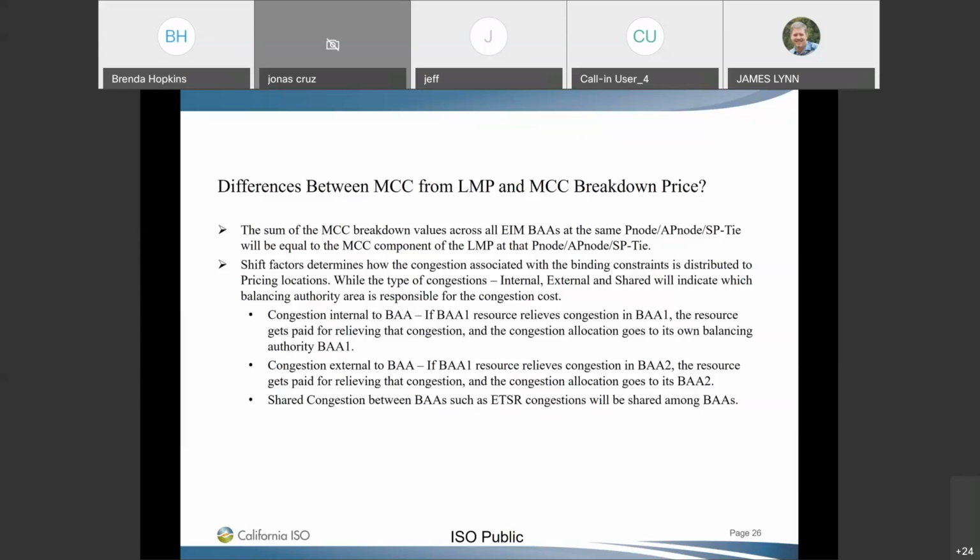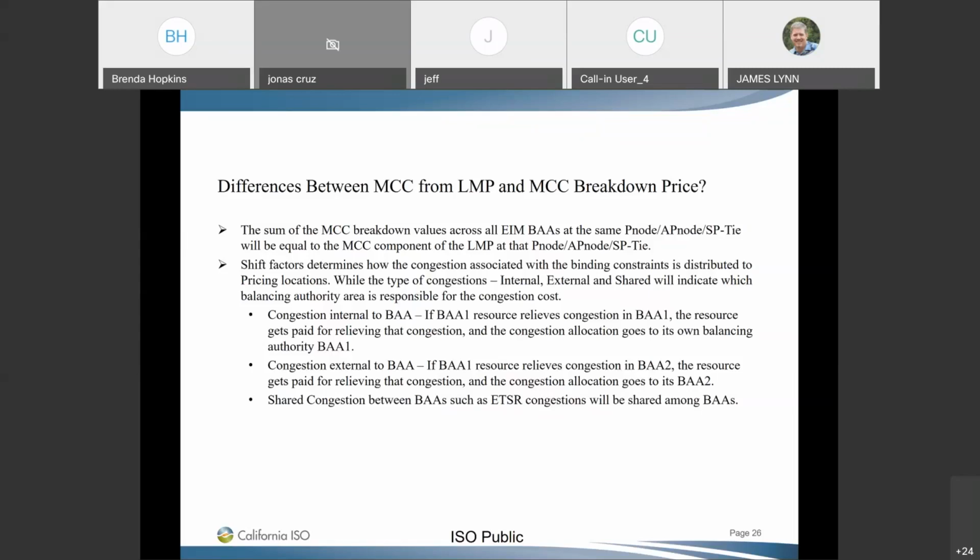Now, I was expecting one more, which was, how do you determine the breakdown? Well, if you want to shadow how we calculate the breakdown, you're going to have to pull in all the constraints, and then pull in the shift factors from those constraints to each nodal location. Then you would use that constraint price times that shift factor to that nodal location to say this is how much cost belongs from that constraint to this nodal location.